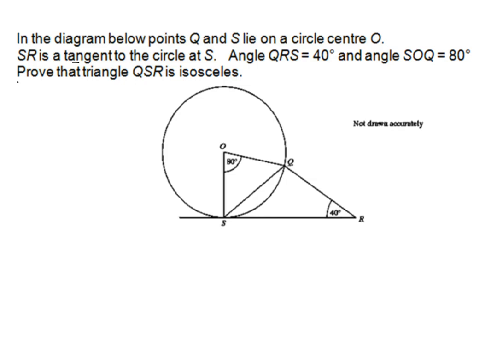In the diagram below, points Q and S lie on a circle center O. The minute you see center, you're thinking either radius meets tangent, or the diameter, or angle at the center is twice the angle at the circumference. So all these things should be flying around in your head as long as you know the theorems well. So here we can tell radius meets tangent.